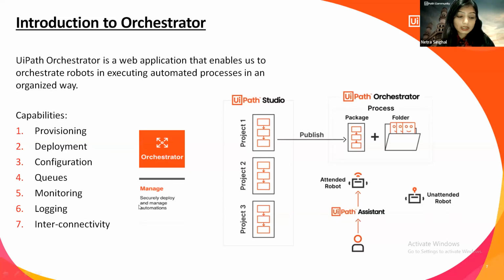Next capability is logging. It maintains the logs of whatever workflow you are publishing or running, using Elasticsearch. So it helps us maintain logs. Then interconnectivity. Any third party application or tool that you want to integrate, you can use UiPath Orchestrator for that third party integration. That is what interconnectivity means. So these are the key capabilities of Orchestrator.